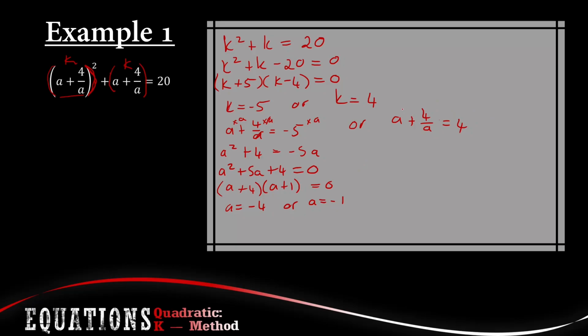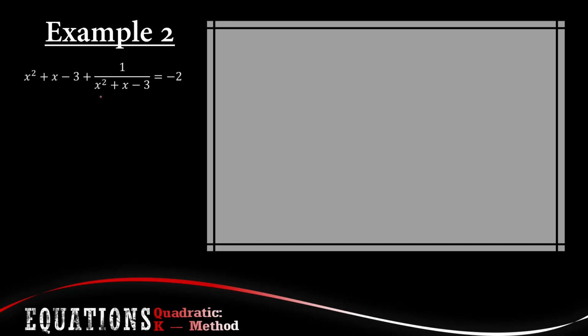On this side, we also multiply through with a. Then we have a squared plus 4 equals 4a, bring it over to one side. a squared minus 4a plus 4 is equal to 0. Then we factorize, so we have (a minus 2)(a minus 2) equals 0. So for both of them, a minus 2 is equal to 0, so a is equal to 2.